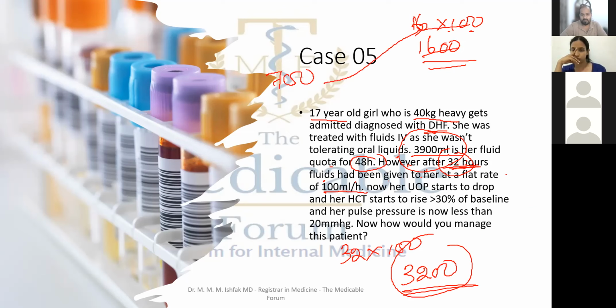So now what happens is urine output starts to drop and hematocrit starts to rise above 30%. Now, what is above 30%? It is compensated shock. It is compensated shock. Now, what happens? Her pulse pressure is now less than 20. Compensated shock. How would you manage this patient?